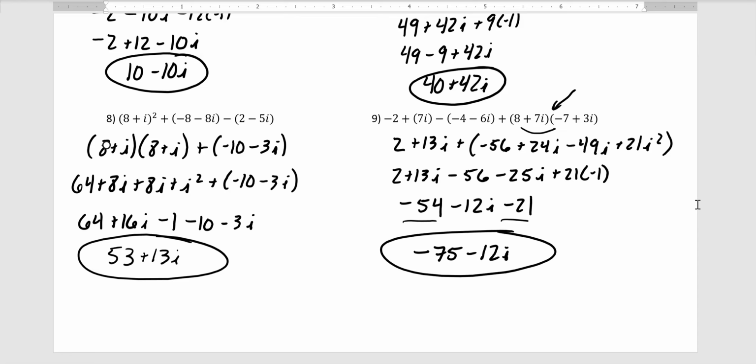And there we go. Hopefully we're feeling a little more confident with these operations involving imaginary numbers. Definitely get started on those practice problems, see how you do. Be sure to check your answers. Make sure everything looks good.